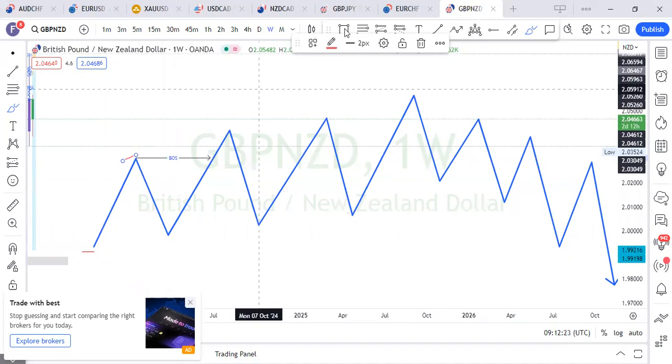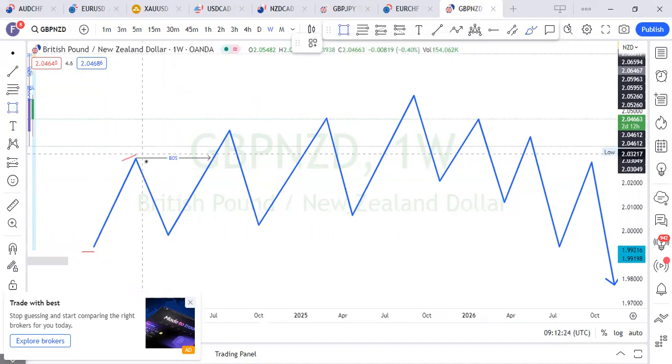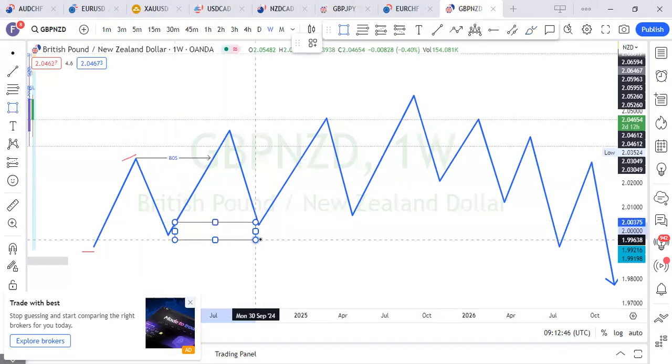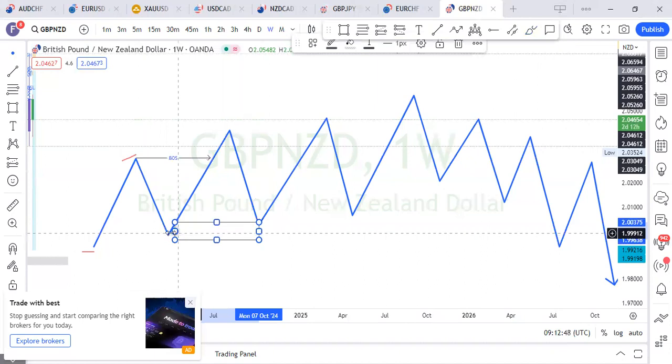So which area took out this high? Which area took out this high on this chart? Is it this area, or this area here, or this area? Which area took out this high? This second one or this one? No, the first one, yes. Beautiful.